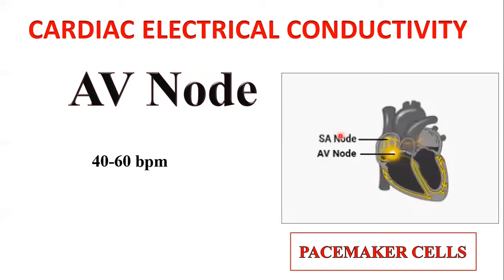For the SA node, the rate ranges from 60 to 100 beats per minute, and the AV node regulates the beat of the heart at the rate of 40 to 60 beats per minute. So it is between 40 and 60, because it ranges from person to person.